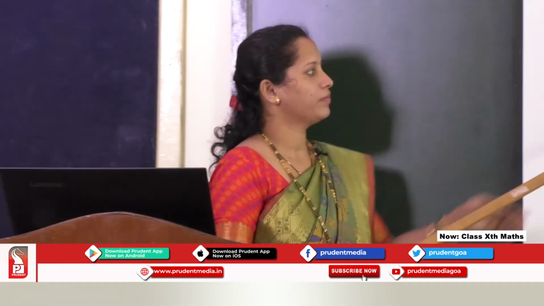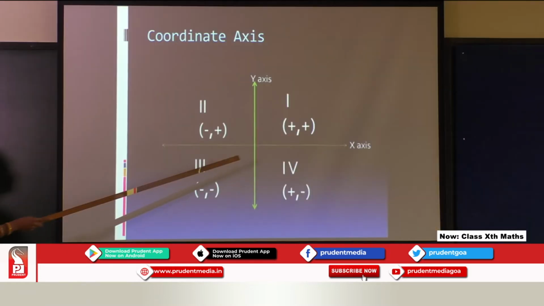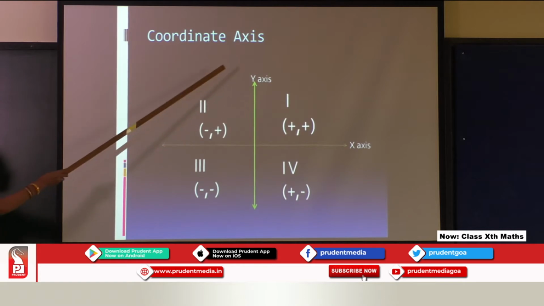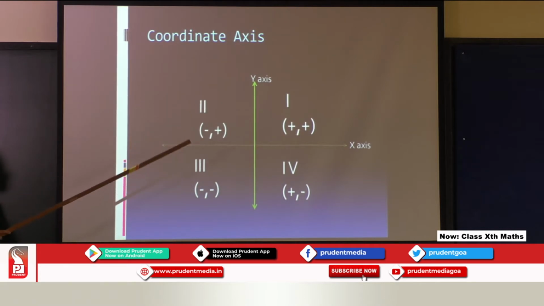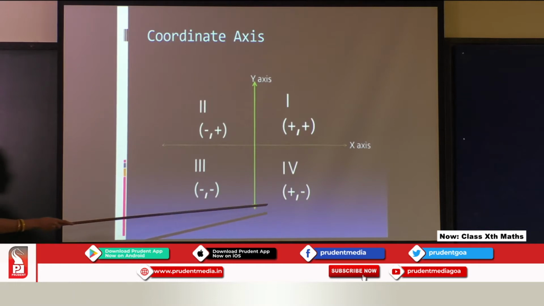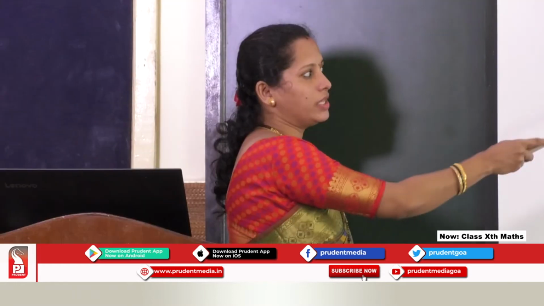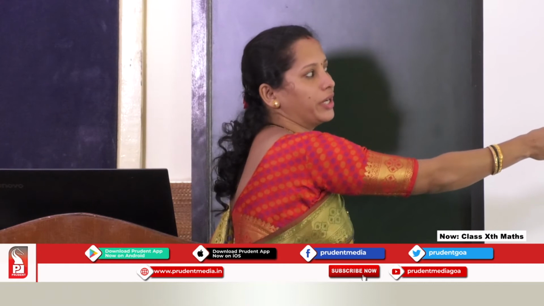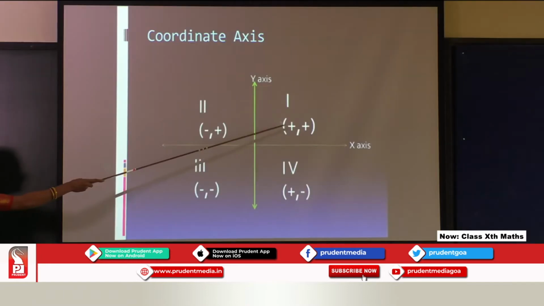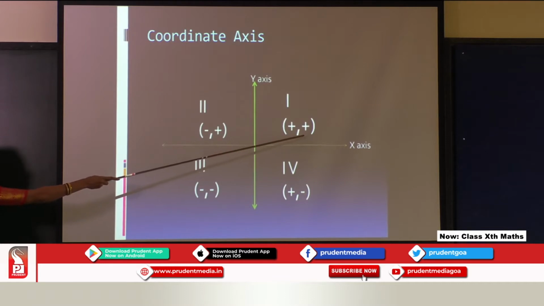Here we can see this is the x-axis, that is the horizontal axis, and the y-axis, that is the vertical axis. It divides the plane into 4 quadrants. This is the first quadrant, this is the second quadrant, third quadrant and the fourth quadrant. In the first quadrant, both coordinates are positive, that is the x coordinate is positive and the y coordinate is also positive.